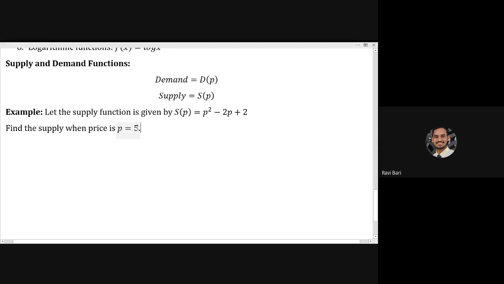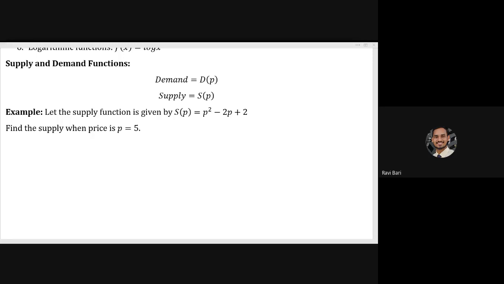The same thing we are going to do here. So here supply S depends on price P. So you have to put the value of 5 in place of P. So everywhere in the place of P you will write 5 and you will calculate how much is the supply when the price is 5.